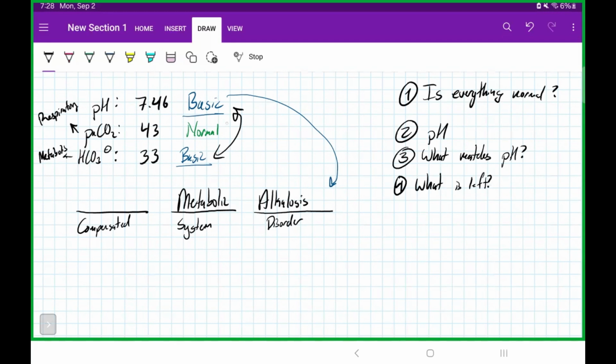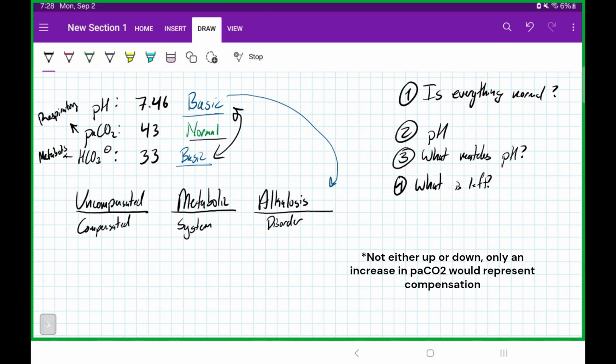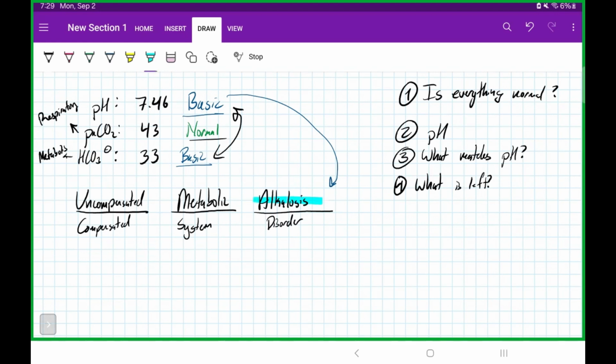And then the last thing that we do is we just look and see what is left. So here you can see that the PaCO2 is normal. It's within its normal limits, which means this is uncompensated. If the PaCO2 had been outside of its normal limits, either up or down, then this would be partially or fully compensated. But because the PaCO2 is not trying to become more acidic to balance the alkalinity that this solution has right now, this is uncompensated metabolic acidosis.